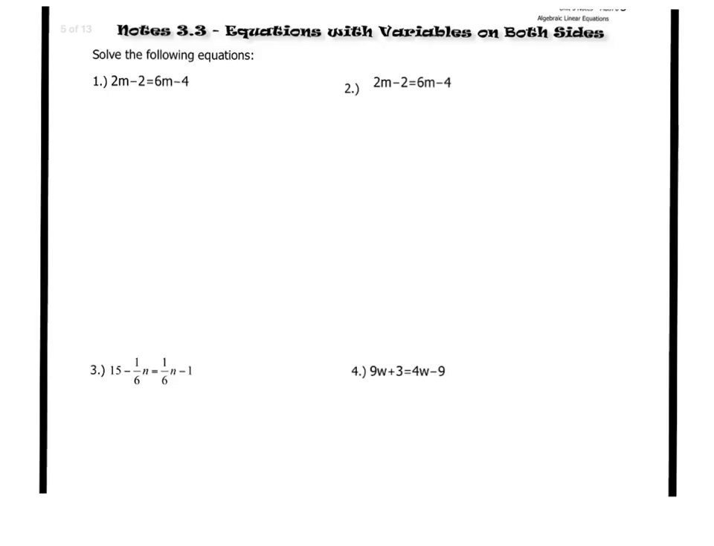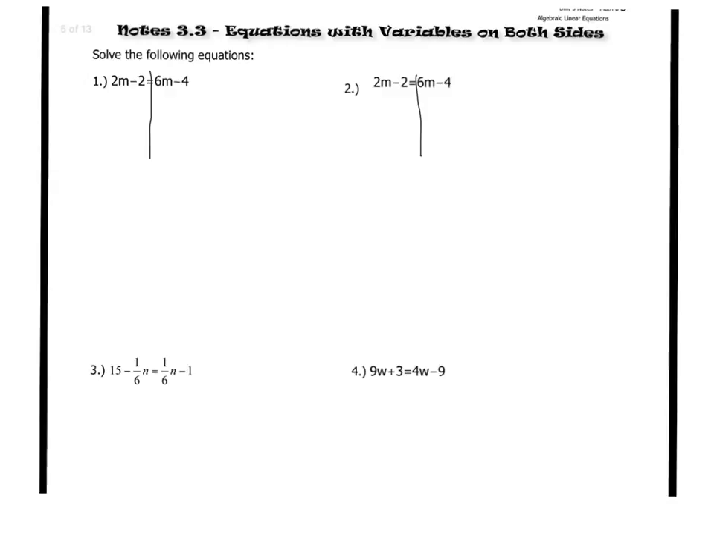Okay, for notes 3.3, equations with variables on both sides. Remember, in the last lesson we talked about how an equation is like a scale, so there are two sides to it. We have the left side over here and the right side over here, and we're going to talk about how to balance them by solving the equation. You'll notice number 1 and number 2 are the same. I'm going to show you that it doesn't matter which way you choose to solve it, it will still be correct.